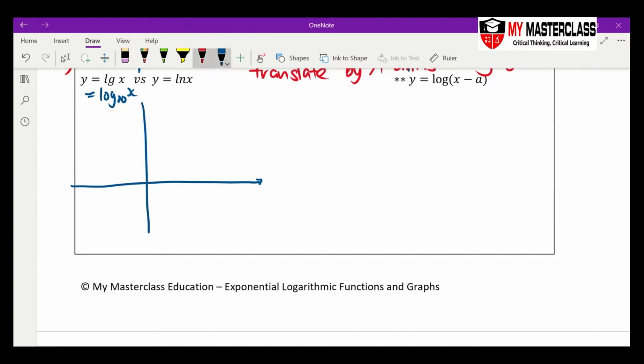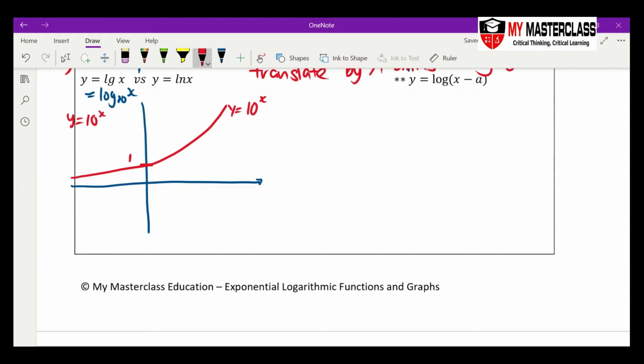So for example, if I want to draw y equals to 10 to the power of x, how does it look like? It's an aeroplane taking off again and cutting here. What is here? This is 1. So this guy is equals to 10 to the power of x.